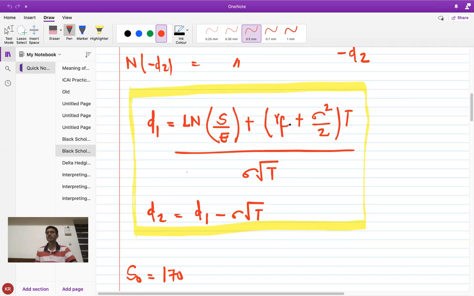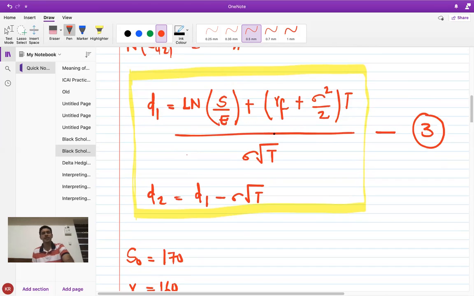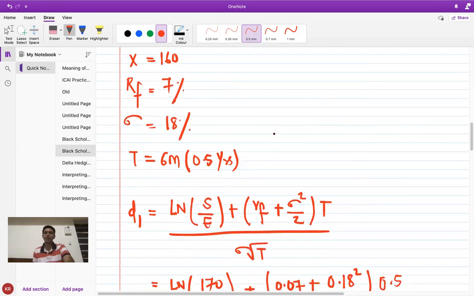Okay, so this is the third formula that you need to remember. D1 equals ln of S by E plus (rf plus sigma square by 2) into t, the whole divided by sigma root t. This into t is applicable to rf plus sigma square by 2, and that is why I've inserted these brackets. That is the third formula that you need to remember.